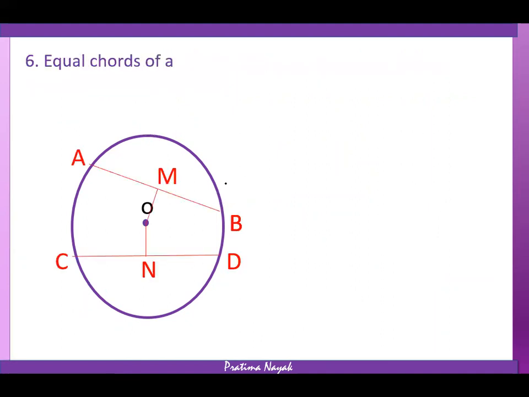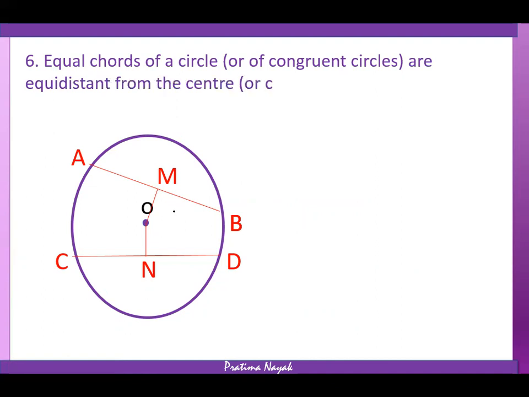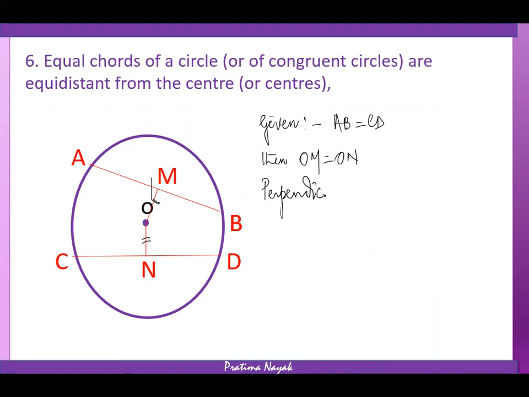Next, equal chords of a circle or of congruent circles are equidistant from the center. What is it? Given AB is equal to CD, then they are equidistant from the center. That means OM is equal to ON. What is OM? OM means this is the perpendicular distance. Perpendicular distance will be the same, are equal.